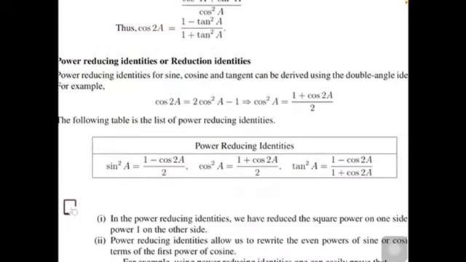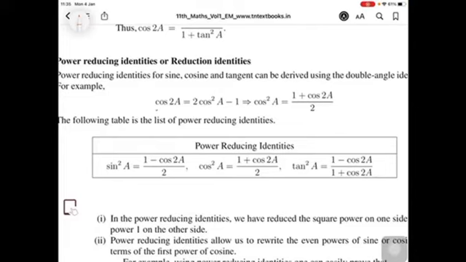Similarly, power reducing identities. Here we have cos 2A is equal to 2 cos square A minus 1. With this identity, I get cos square A is equal to 1 plus cos 2A divided by 2. How? 2 cos square A is equal to cos 2A plus 1. The minus 1 moves across and becomes plus 1. That is 1 plus cos 2A. Then this 2, if I cross multiply, cos square A is equal to 1 plus cos 2A divided by 2.